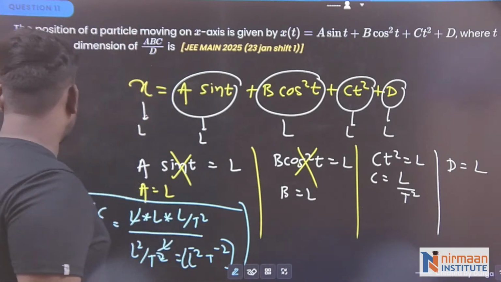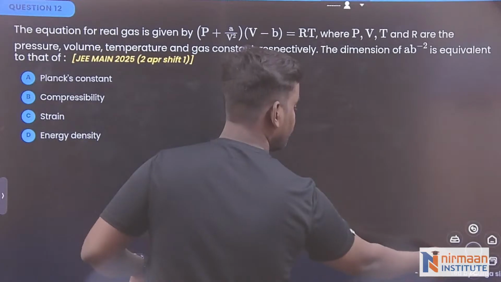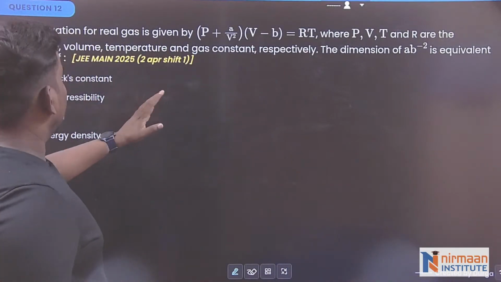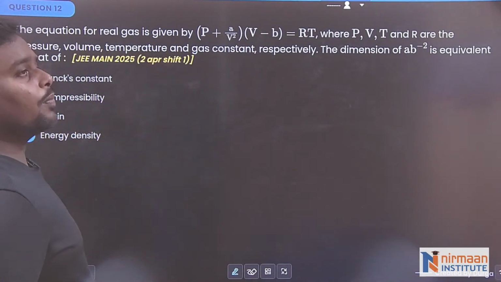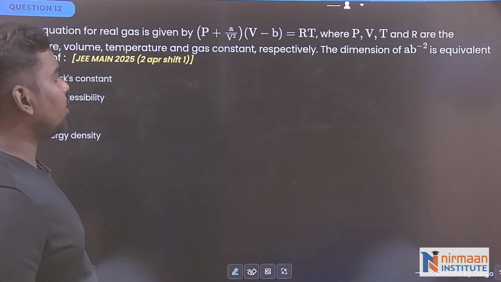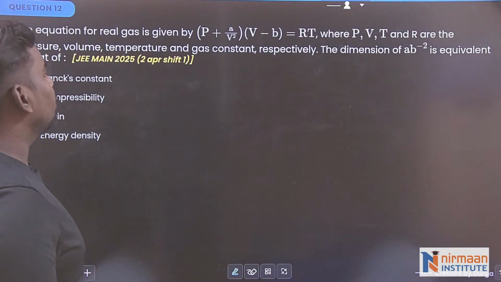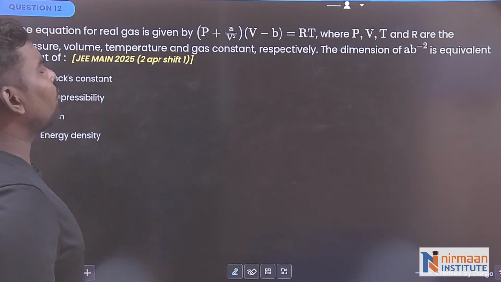Are we getting this? Let me move to the next. You will be able to do this one too, I think. Let me give some hint. Please solve it, I'll tell the answer. What they're asking is the dimension of A into B minus 2. Okay, let me solve it for you.